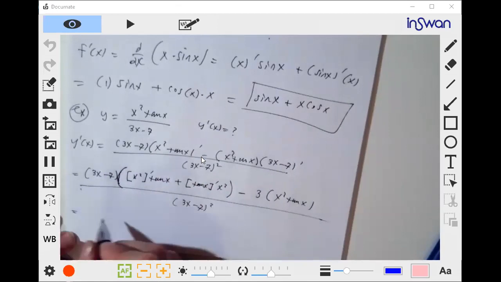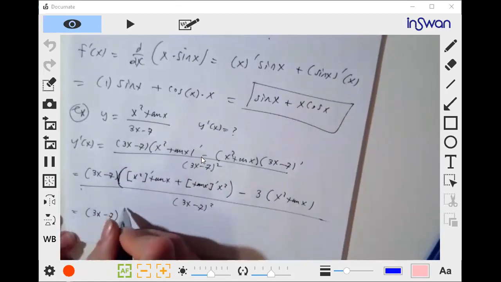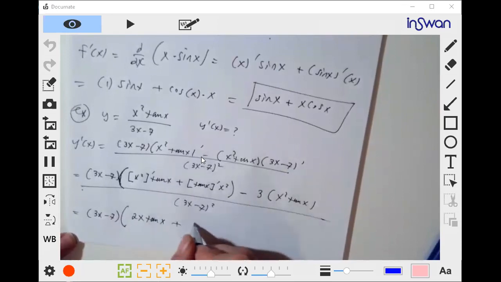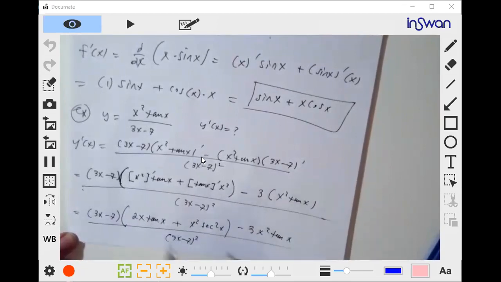So then this reduces to 3x minus 7 times 2x tangent of x plus, recall what the derivative of tangent of x was. If you go back in time and look in our notes, the derivative of tangent of x is secant squared x. So this becomes x squared secant squared x. Close the parentheses, minus the 3x squared tangent of x, everything divided by 3x minus 7 quantity squared. This is what the derivative is.